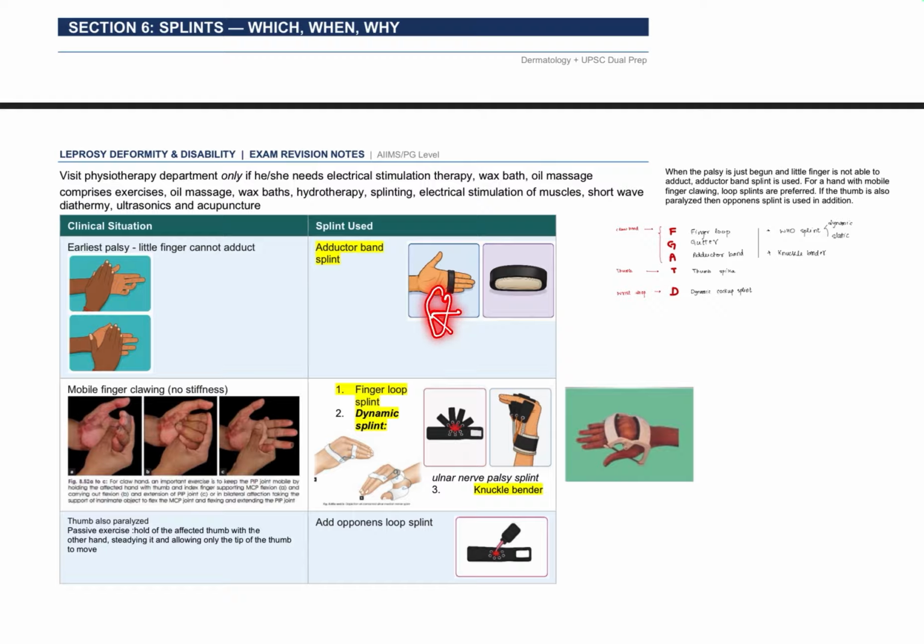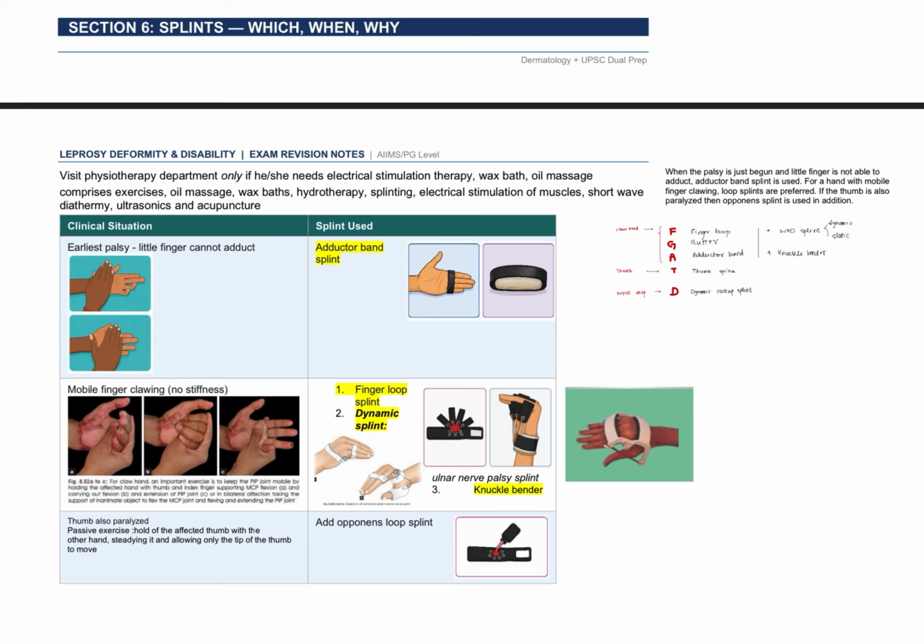Initially for the clawing, when palsy just begins, there is just the Wartenberg sign. So we need to adduct the fingers, so we use an adductor band. Then if mobile clawing sets in, this is the best time to do the reconstruction surgery, and we give splints to the patient pre-op as well as post-op. So what are the splints? They are finger loop splints and dynamic splints.